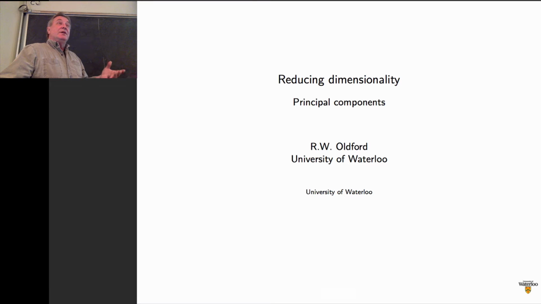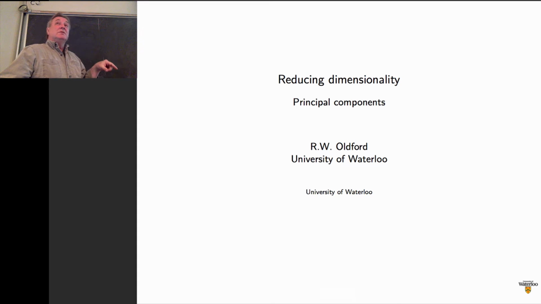Well, another way to proceed is to think about actually reducing the dimensionality in the first place. So if I start with thousands of dimensions, maybe I can reduce it to fewer and then start doing what are the interesting projections on those new axis system. So the most common way of reducing dimensionality is just by projection.